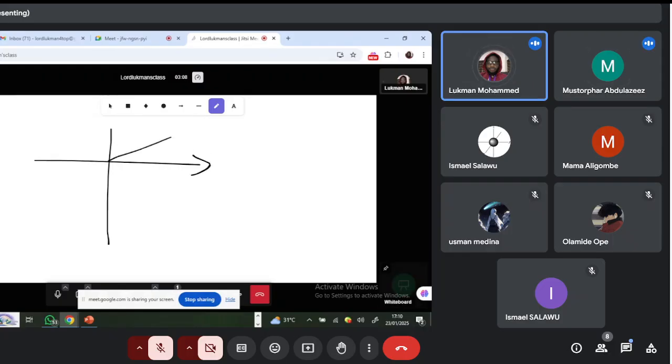We have this force, maybe F1. I'm not going to use a value now. Then we have theta here. We have another force.